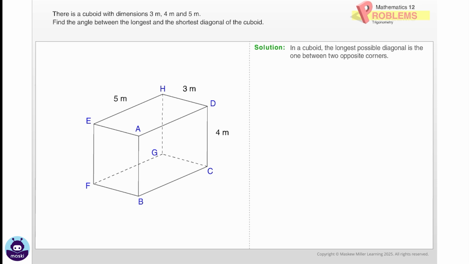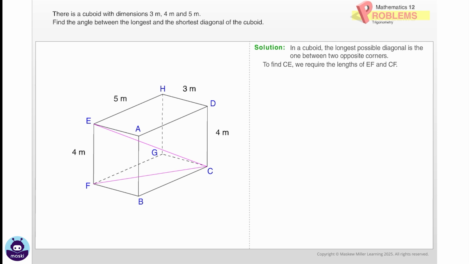Now, in a cuboid, the longest possible diagonal is the one between two opposite corners. Here, there are 4 such diagonals, namely AG, BH, CE, and DF. Let us find the length of CE, one of the longest diagonals of the cuboid. To find CE, we require the lengths of EF and CF. We know the length of EF.